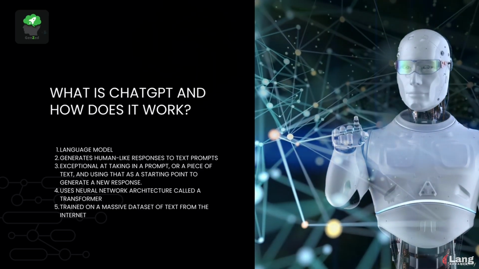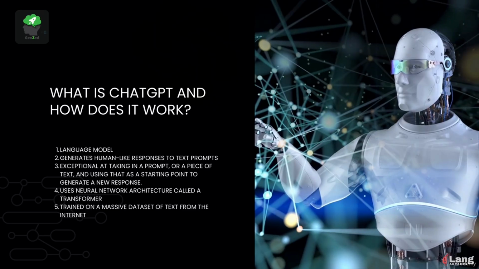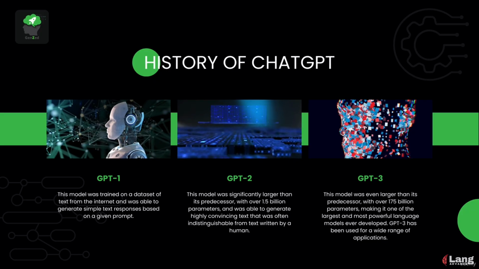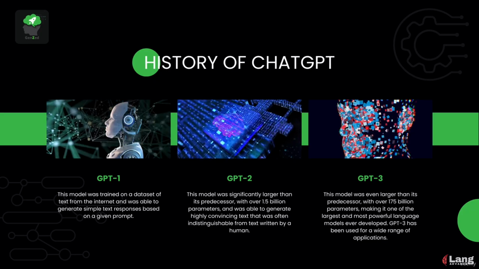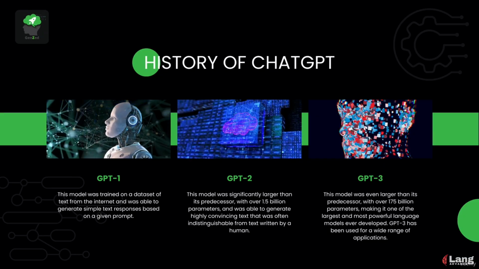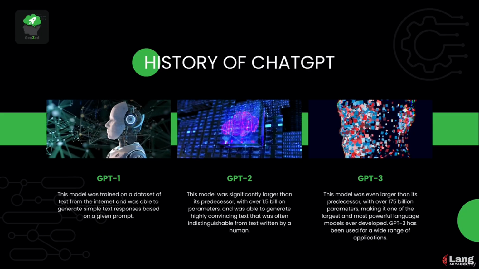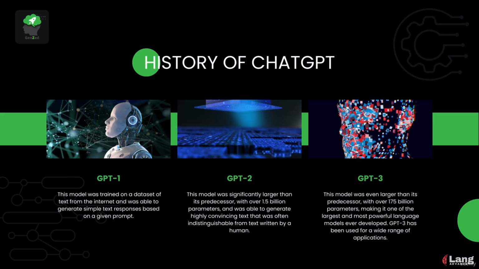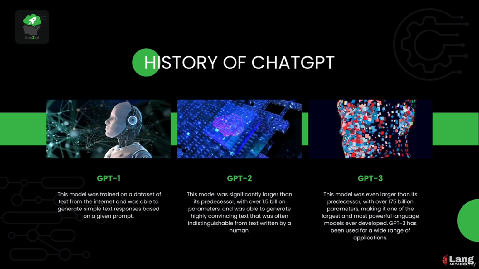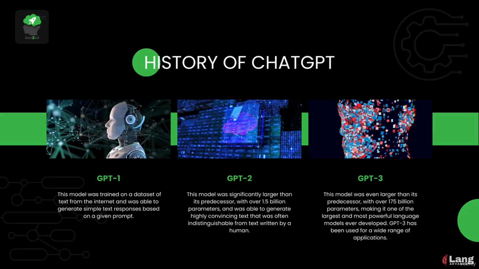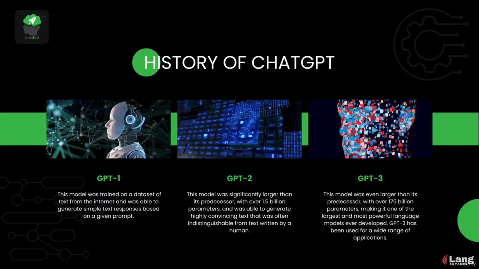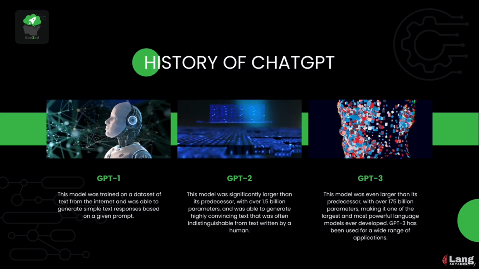But I hope this gives you a little bit of an overview of what exactly ChatGPT is and how it works. So let's spend a little bit of time going over the history of ChatGPT and how exactly we are able to get to this point. Now, ChatGPT was developed by OpenAI, which is an artificial intelligence research laboratory which was founded in 2015 by a group of entrepreneurs and researchers, including people like Elon Musk, Sam Altman, and Greg Brockman. The goal of OpenAI was to develop artificial intelligence that is advanced and that can benefit humanity as a whole.